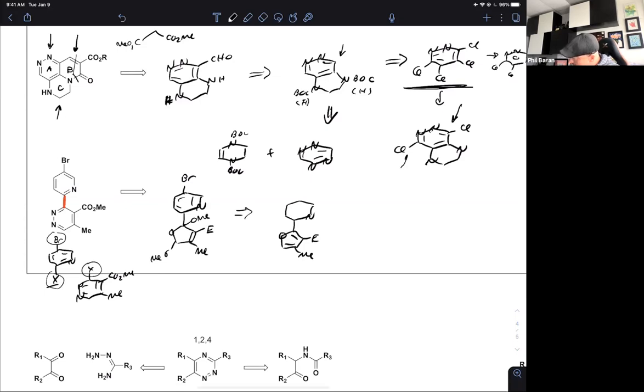upon treatment with a little bit of an oxidant, you can use bromine, methanol, sodium carbonate. That's the standard conditions. It will now give you that, which when treated with hydrazine, will give you the desired product.